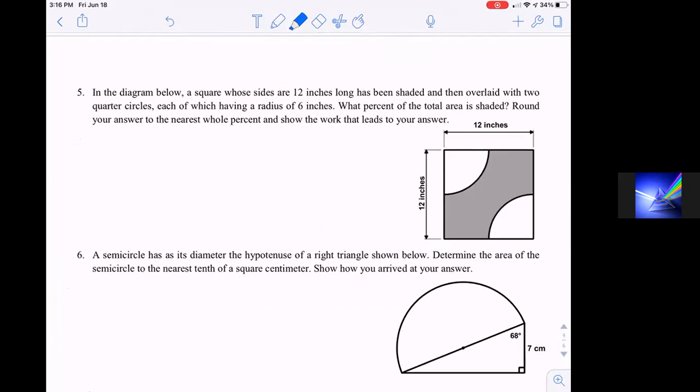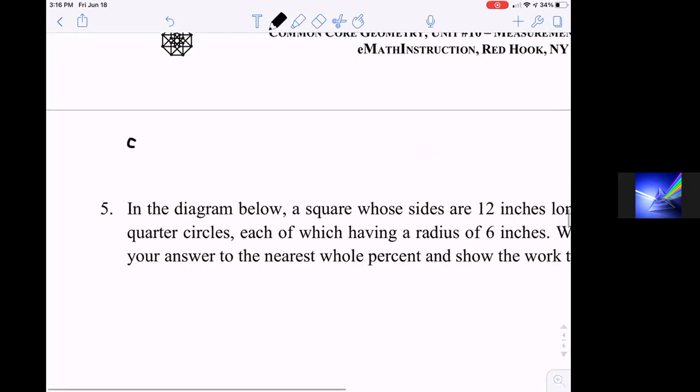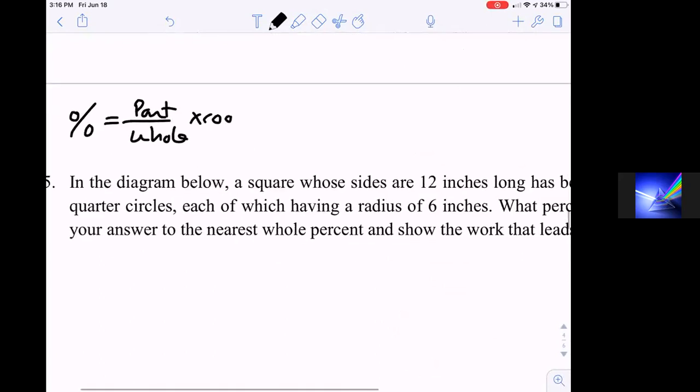Now in question 5, we have this square whose sides are 12 inches long and has been shaded and then overlaid with 2 quarter circles, each having a radius of 6 inches. What percent is the total shaded area? Okay, now percent, just in case you forgot, percent basically means part over the whole. And then times 100 puts it in percent. So part over whole, that's really the concept of percent, okay?